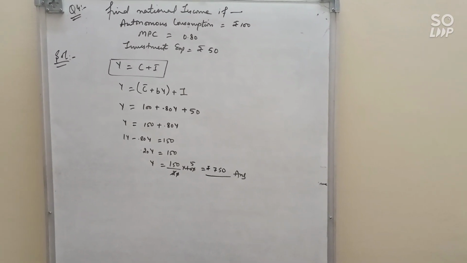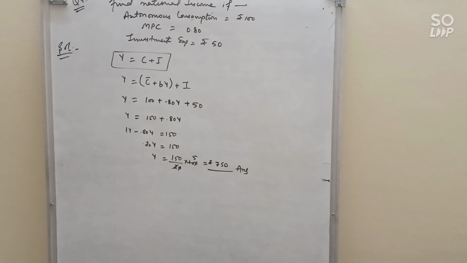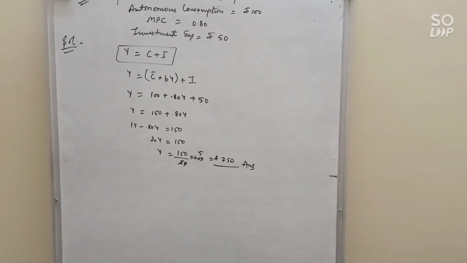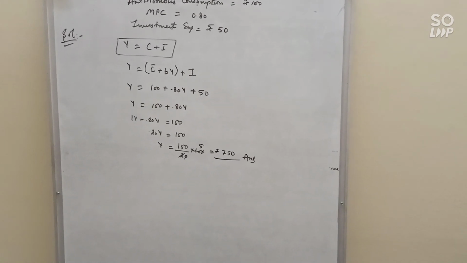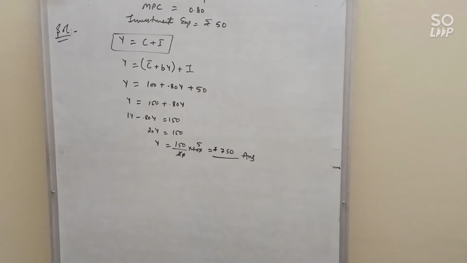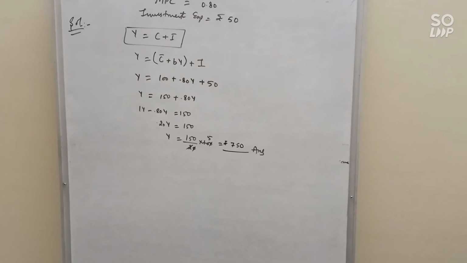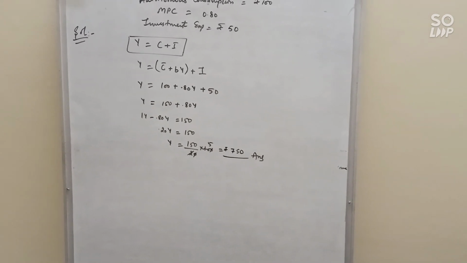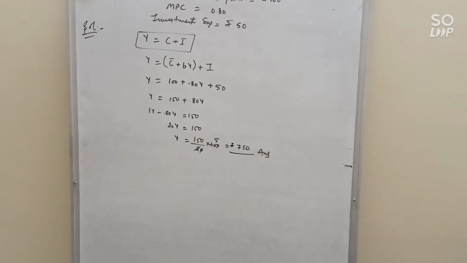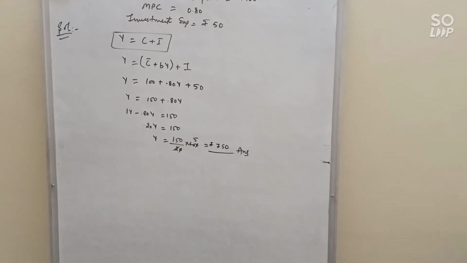So you take the terms with Y on one side and those without Y on the other side. So we have Y minus 0.8Y is equal to 150. When you deduct, we have 0.20Y is equal to 150. So Y is equal to 150 upon 0.20. When you solve this, we have rupees 750. So 750 is your national income.